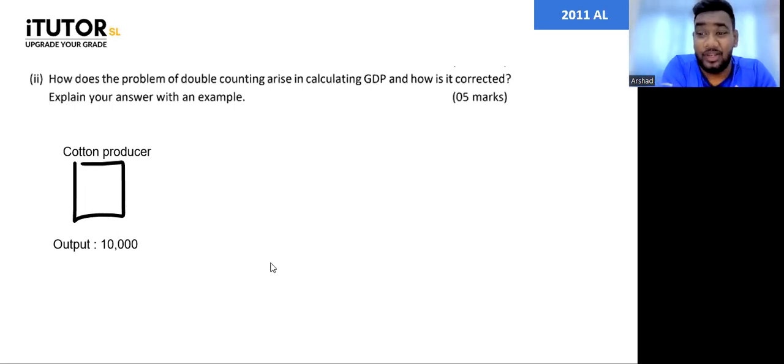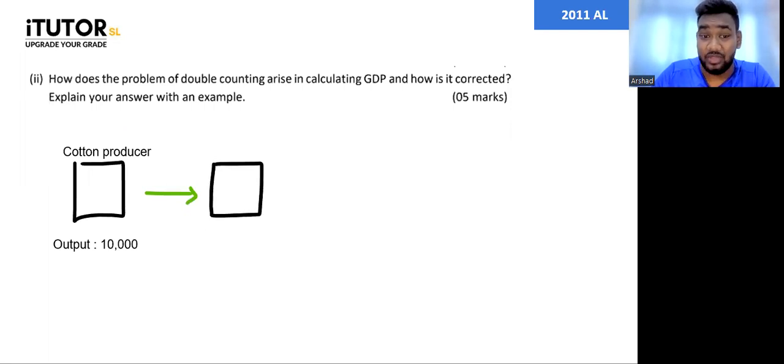Then what does this farmer do? This farmer who produces the cotton might sell this cotton to a producer who produces cloth, or in other words, let's say fabric. Okay. So this cotton producer will sell off all of the cotton that he gets to another producer who produces cloth, or we'll call it fabric. Okay, we'll call this guy the fabric producer.